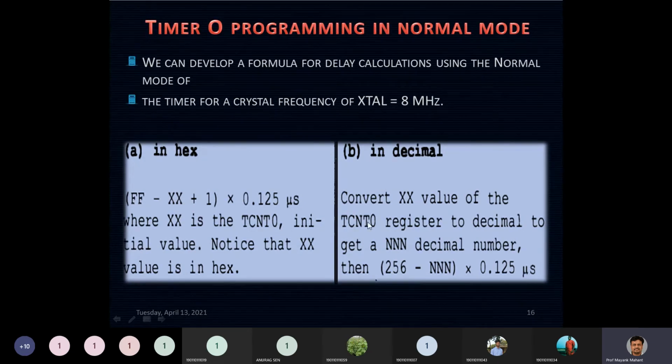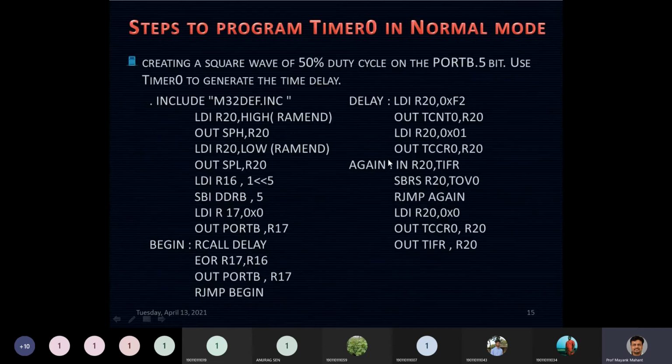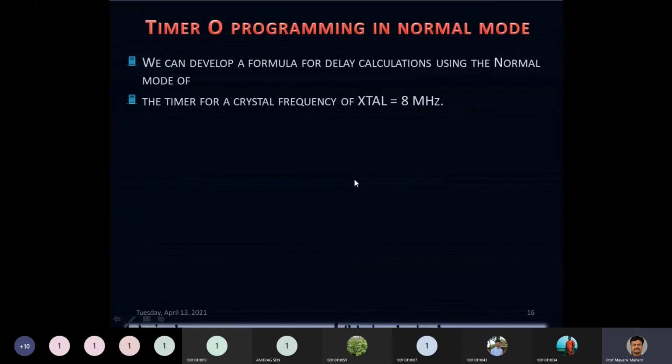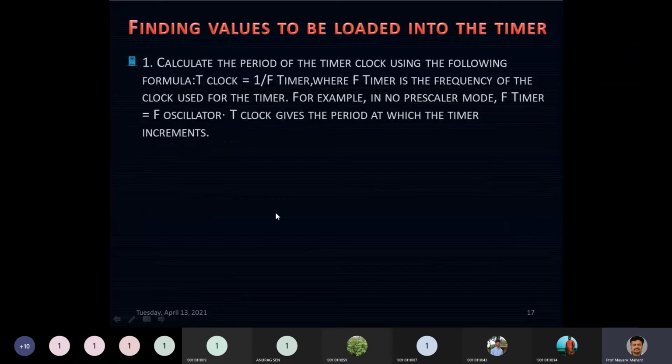TCNT. The same thing can be done in decimal also. Convert the XX value into decimal, and the formula is (256 minus NN) times 0.125. From this you can get the value of XX, and this XX value is supposed to be loaded in your TCNT at this point. In this case the assembler directive can also help you in finding the value and loading it.